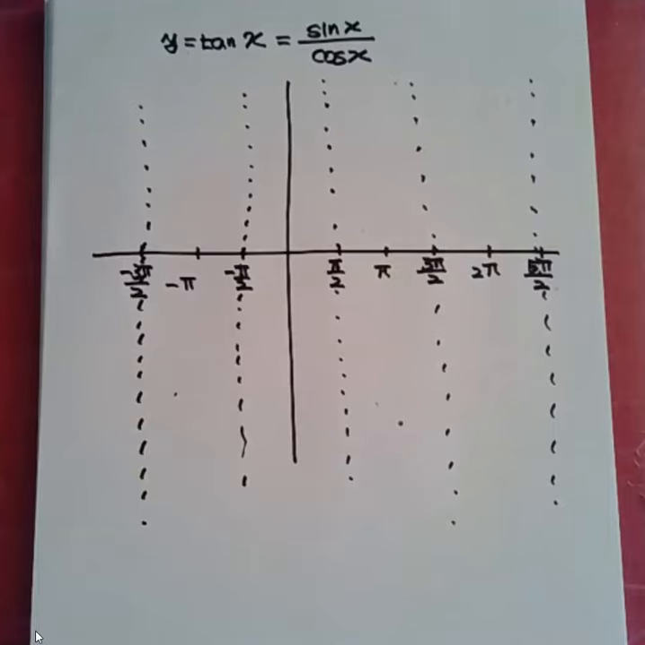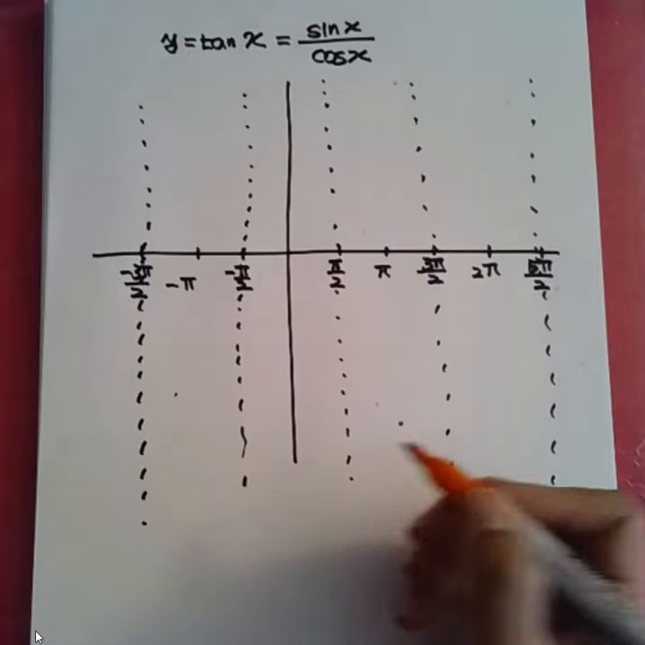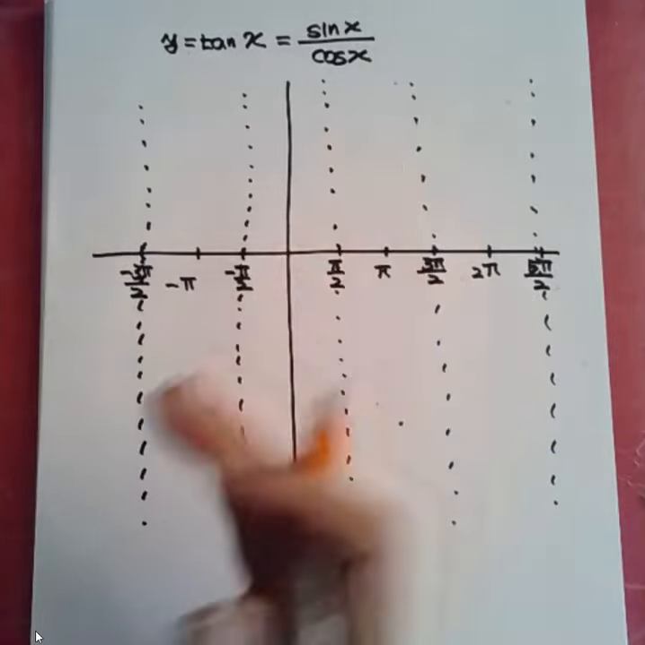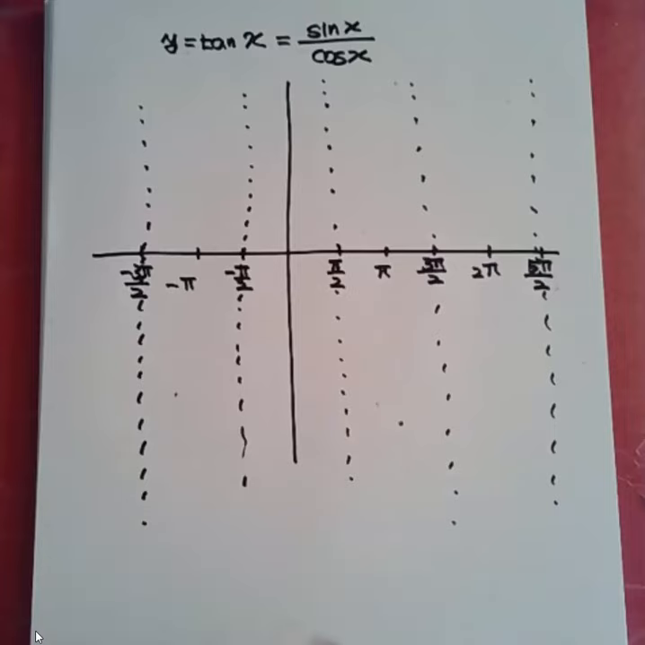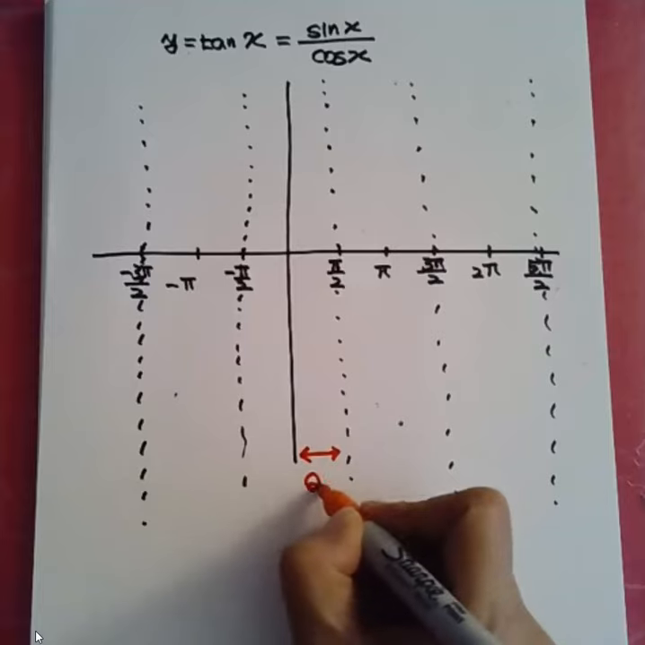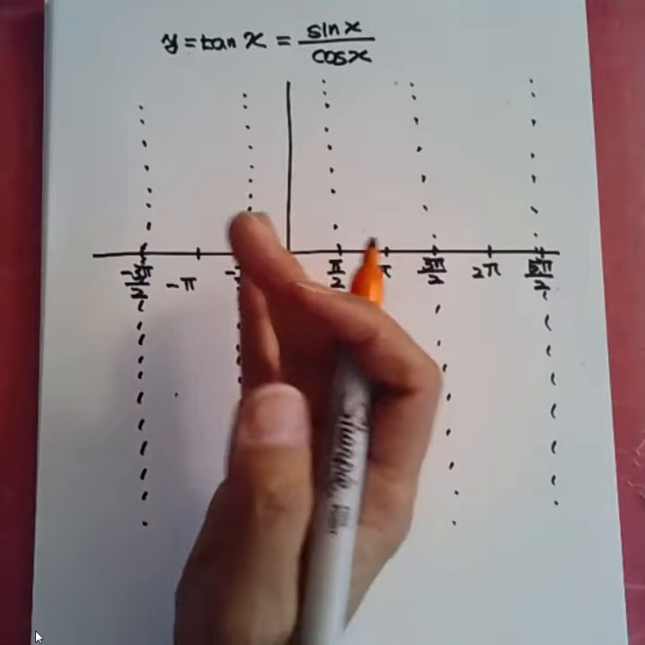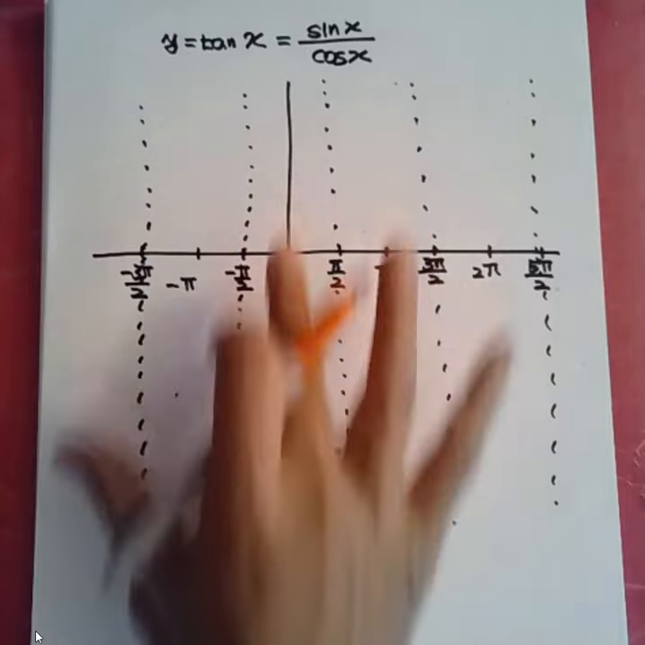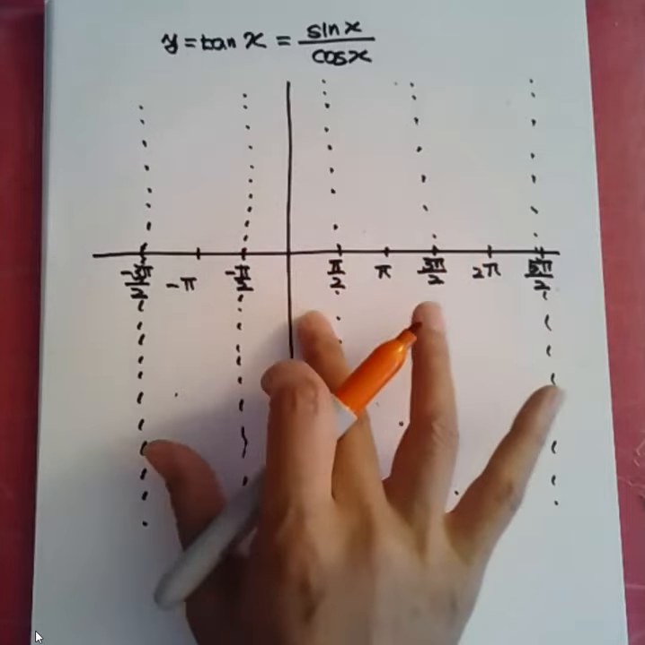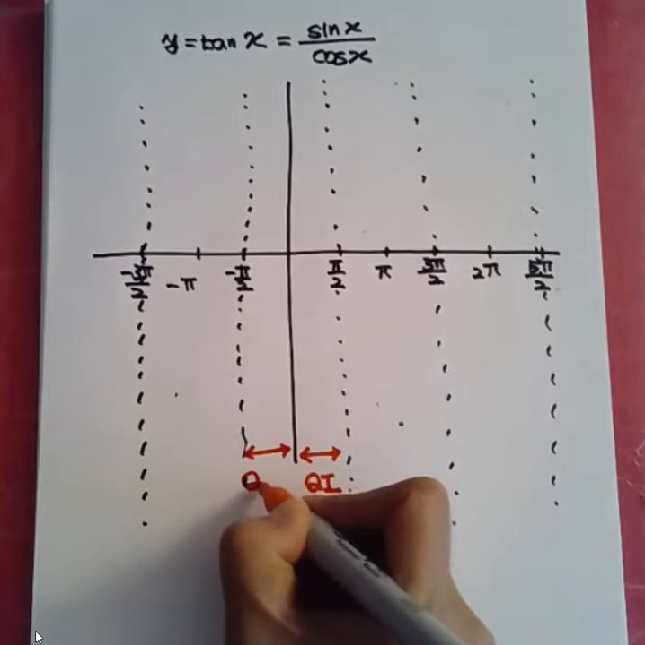Another important thing you have to observe from the graph will be 0 to pi over 2. If you think about the quadrant, 0 to pi over 2 belongs to quadrant 1. And if you think about 0 to minus pi over 2, then the angle goes this way. So that is quadrant 4.